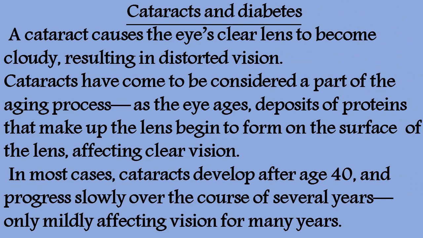Cataracts and diabetes. A cataract causes the eye's clear lens to become cloudy, resulting in distorted vision. Cataracts have come to be considered a part of the aging process. As the eye ages, deposits of proteins that make up the lens begin to form on the surface of the lens, affecting clear vision. In most cases, cataracts develop after age 40, and progress slowly over the course of several years, only mildly affecting vision for many years.